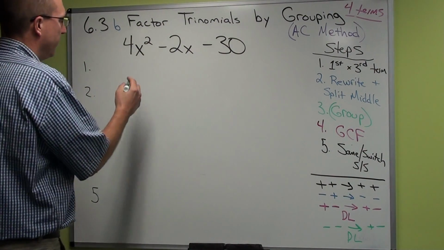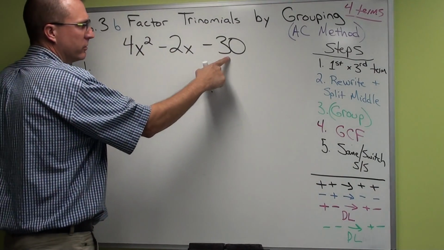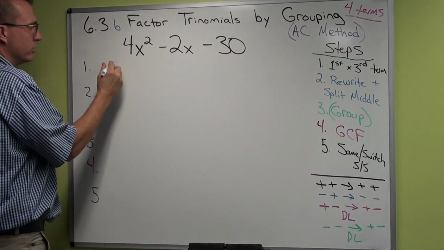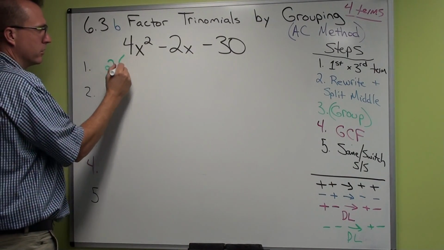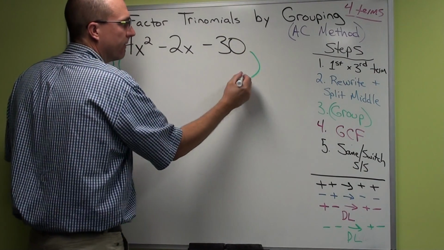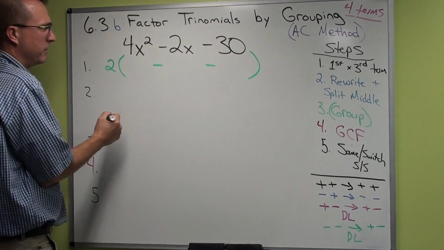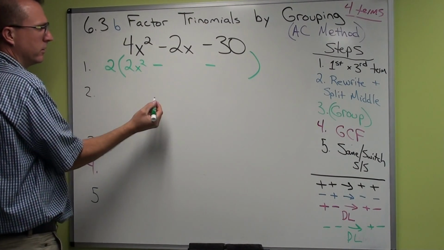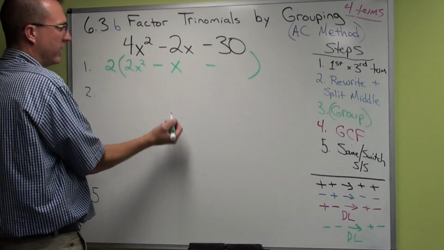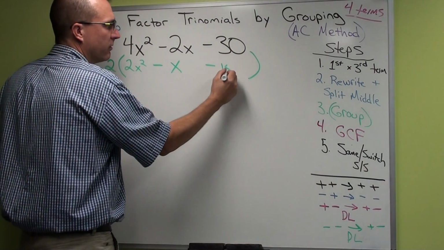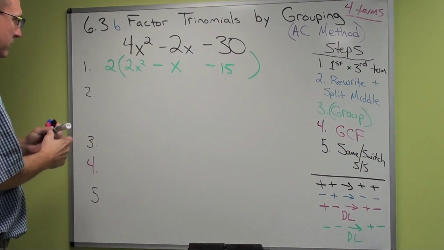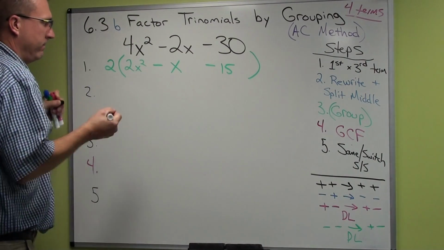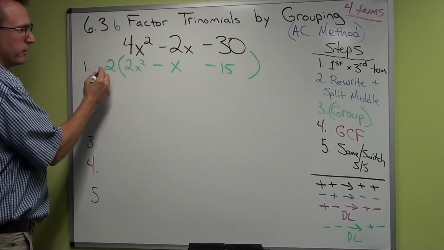Alright, so we're going to pull out a 2, and that's our lowest number. 2 can go into 4. 2 can also go into 30. So we're going to pull out a 2. Signs stay the same, so you just divide everything by 2. This would be 2x squared. This will just be negative x. And this will be 15. So that's your GCF here.